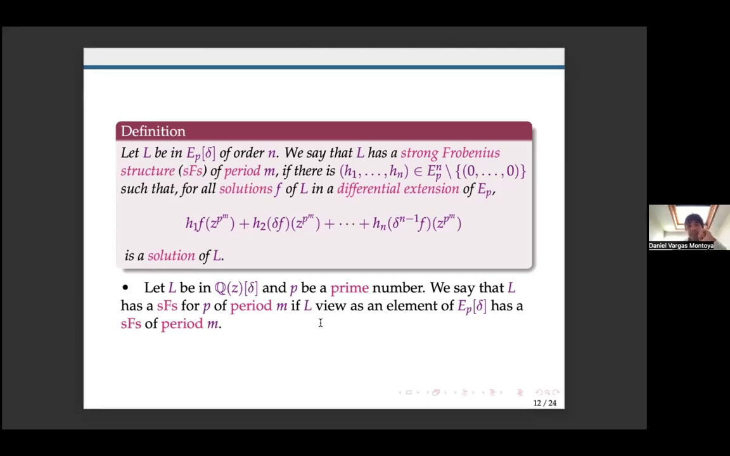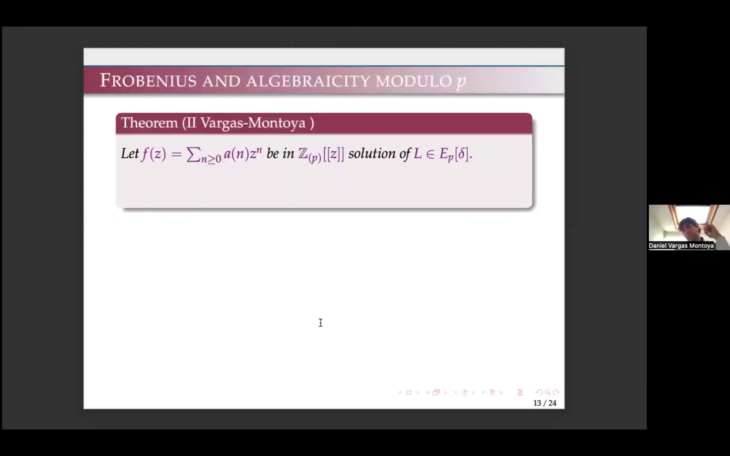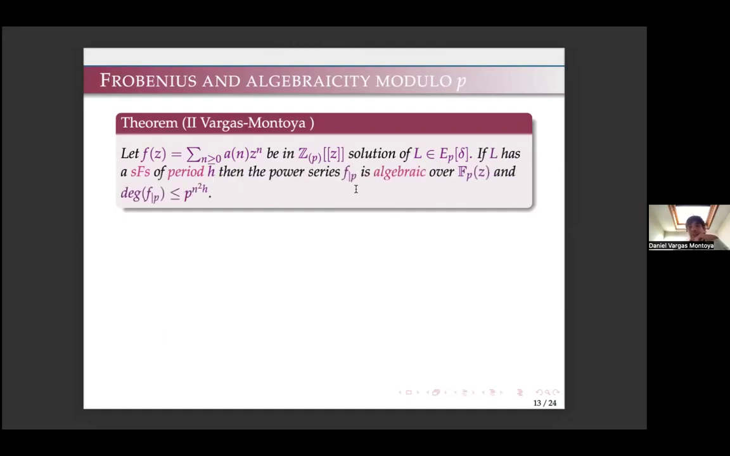So here is the theorem that shows that a strong Frobenius structure implies algebraicity modulo P. So we take a power series F with coefficients in ZP, solution of a differential operator L with coefficients in EP. So if L has a strong Frobenius structure of period H, then the power series F modulo P is algebraic over FPZ, and the algebraicity degree is bounded by P to N squared times H, okay? Where N is the order of L.